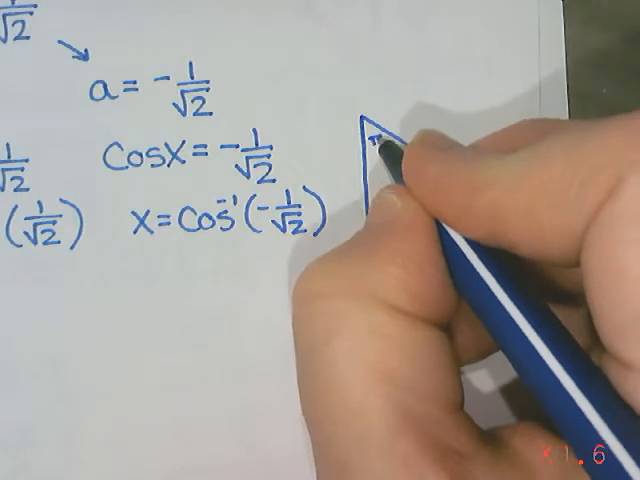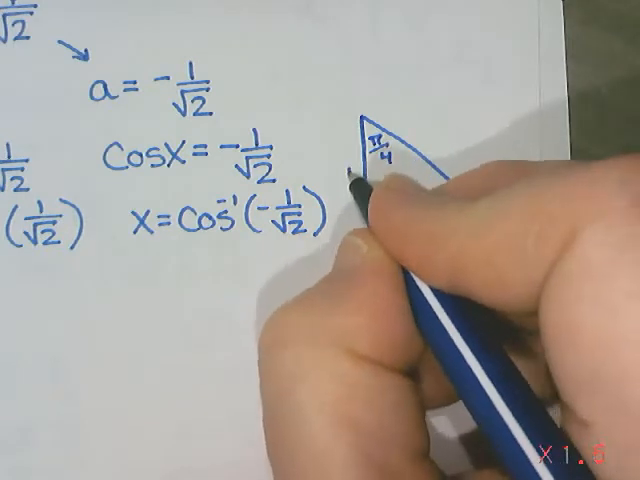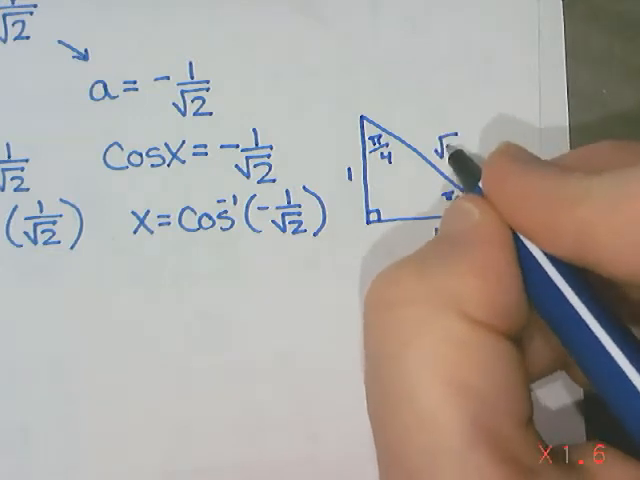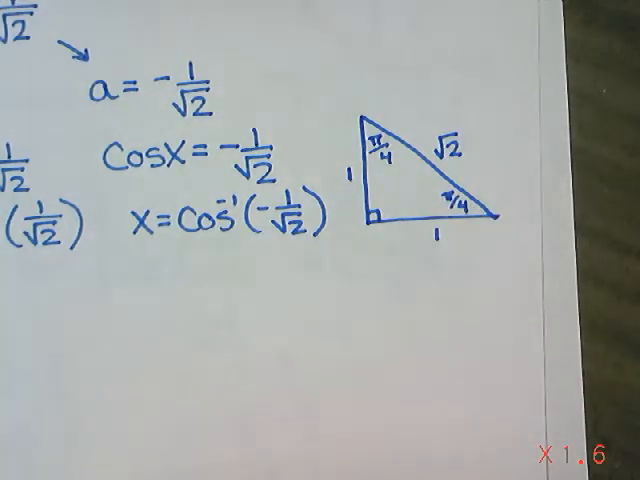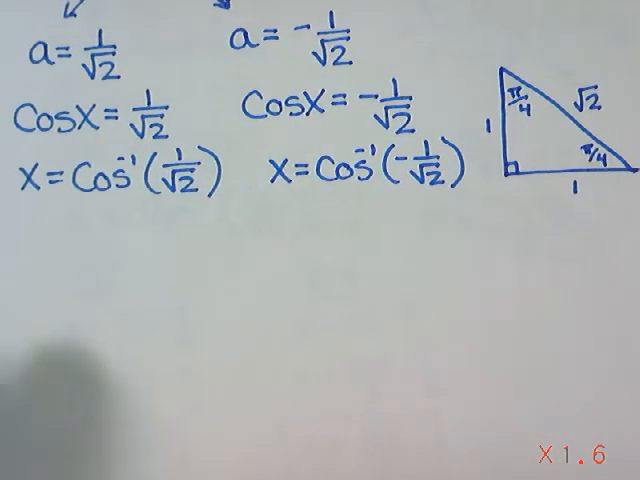So it has pi over 4, pi over 4. This is 1, 1, and root 2. Now, just because you have a triangle with sides of 1 and root 2 doesn't mean that it's necessarily a match. We need to pay attention to which sides are 1 and root 2.